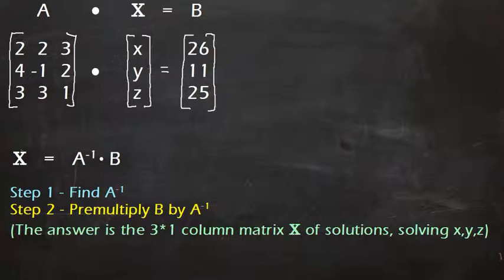So there's two steps. Step one is find the inverse of matrix A, the inverse of the matrix of coefficients of x, y and z. Then pre-multiply B by the inverse of A. So that just means get the inverse of matrix A and multiply it by B in that order. And the answer, because we've got a 3 by 3 matrix times a 3 by 1, the outer dimensions are going to be a 3 by 1, so it's going to be a 3 row, 1 column matrix. That's what X is going to be.